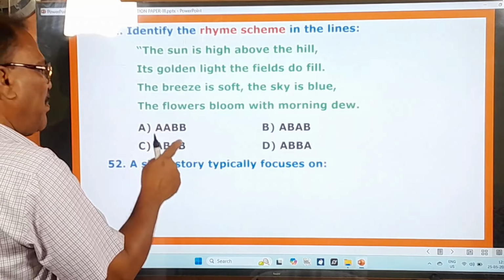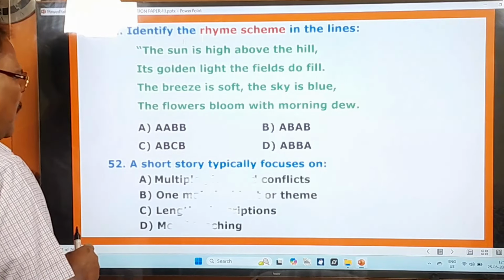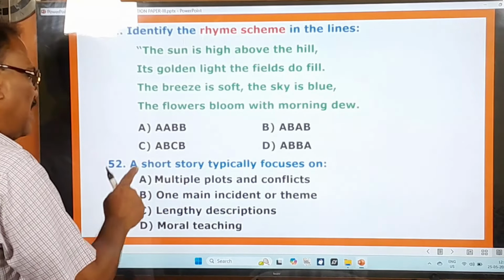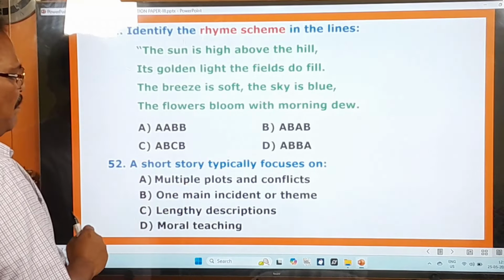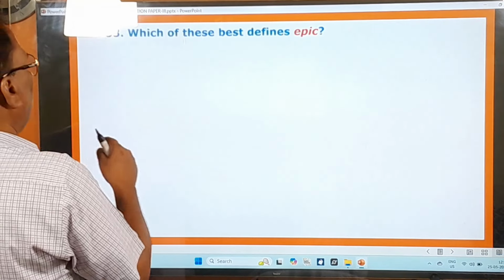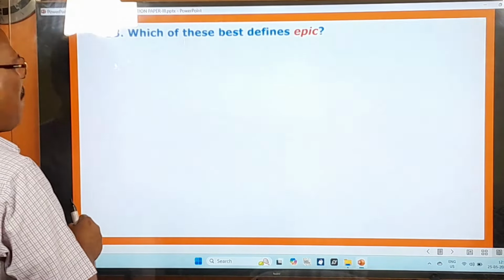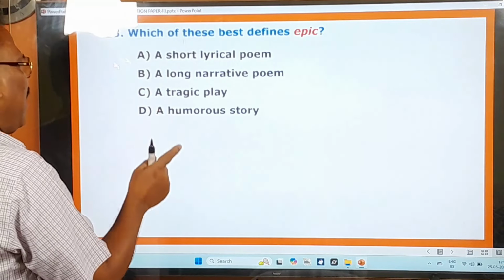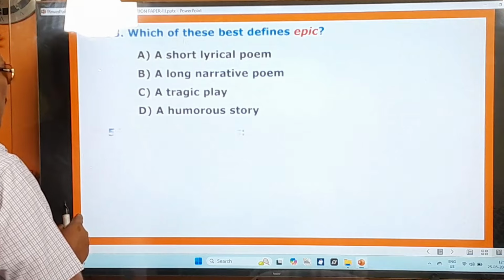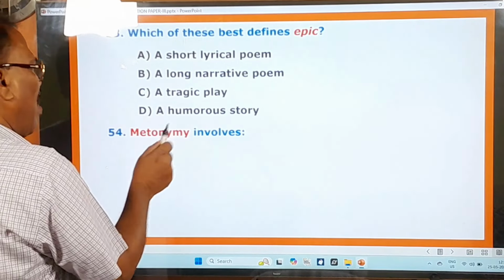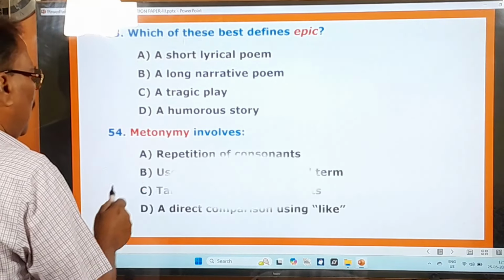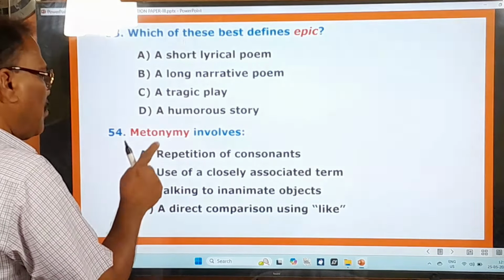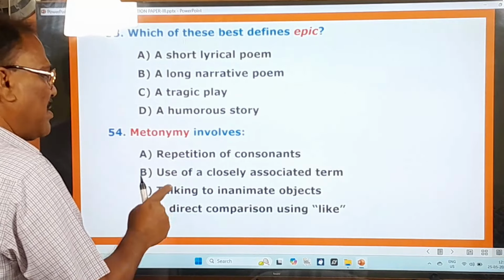52nd question, a short story typically focuses on multiple plots and conflicts, one main incident or theme, lengthy descriptions, moral teaching. 53rd question, which of these best defines epic? A short lyrical poem, a long narrative poem, a tragic play, a humorous story. 54th question, metonymy involves repetition of consonants, use of a closely associated term, talking to inanimate objects, a direct comparison using like.